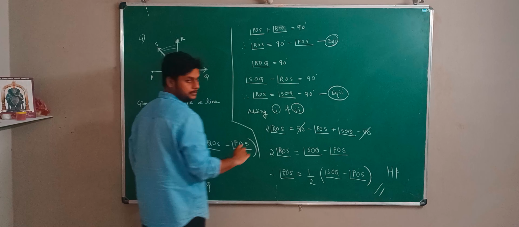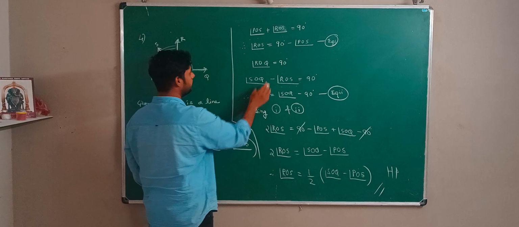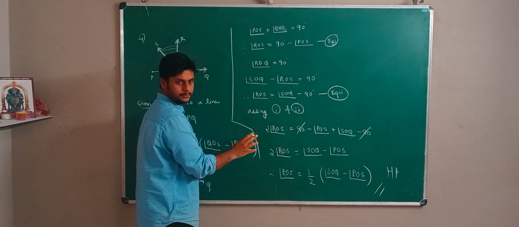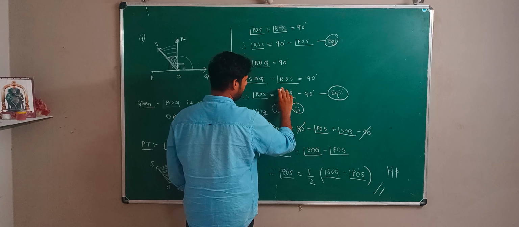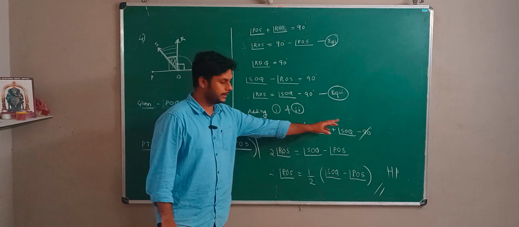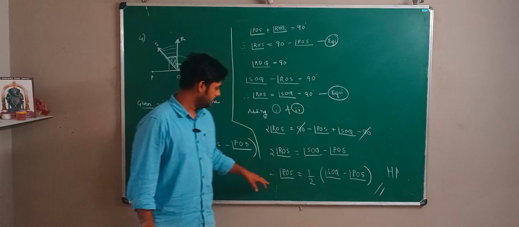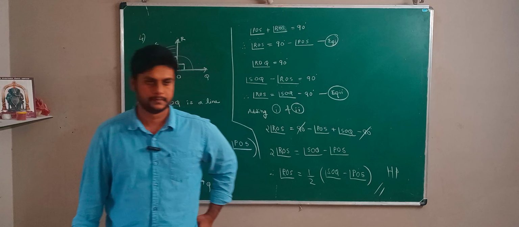Angle SOQ minus 90 degree. Okay. Now add both the equations. First equation, second equation. By adding, angle ROS plus angle ROS to angle ROS. And you write this: 90 degree minus angle POS, plus angle SOQ minus 90 degree. 90 degree cancels. SOQ minus angle POS. 2 will come here. 1 by 2 angle SOQ minus angle POS.